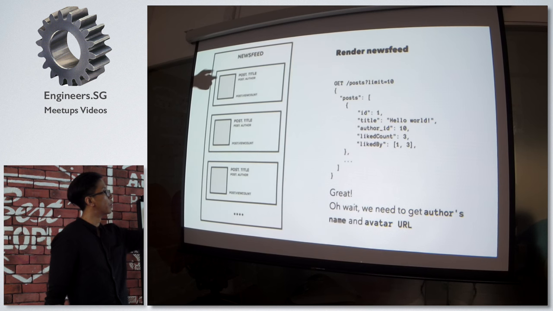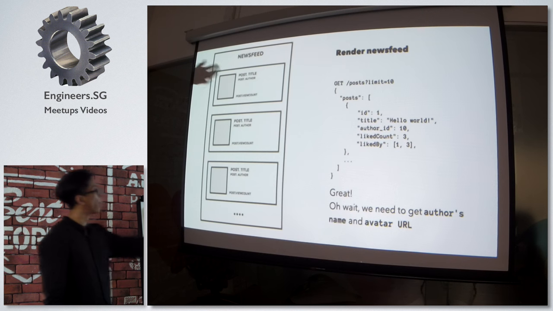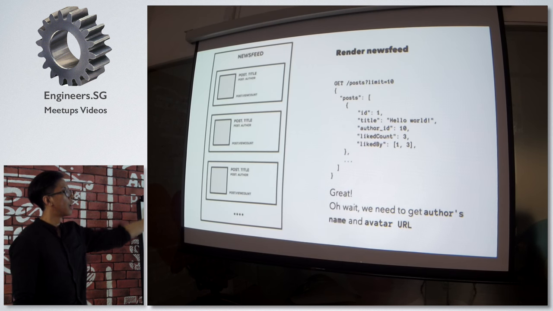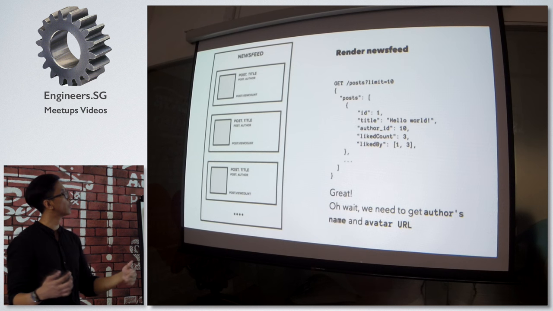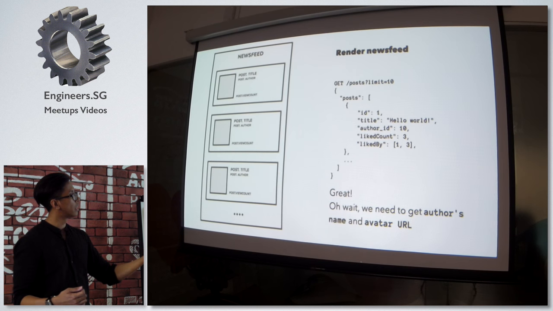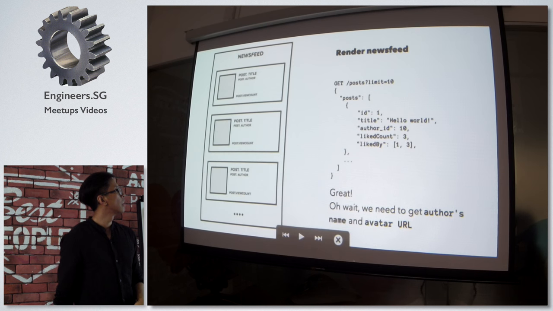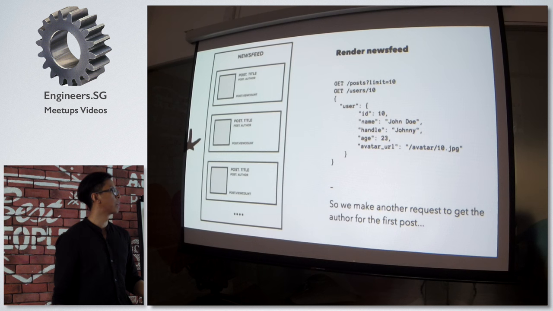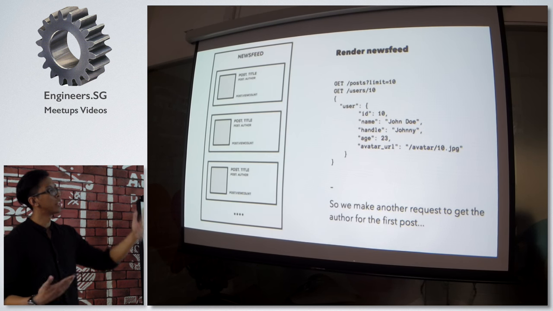So he gets a list of posts, structured in JSON. You have the ID for the post, the title for the post, the like count, and the author ID. Your front-end developer says, that's kind of enough to render my feed, but I need the author name and the URL as well. So he thinks, okay, I'm going to need to make another query to the REST API to get the user data for the first post.